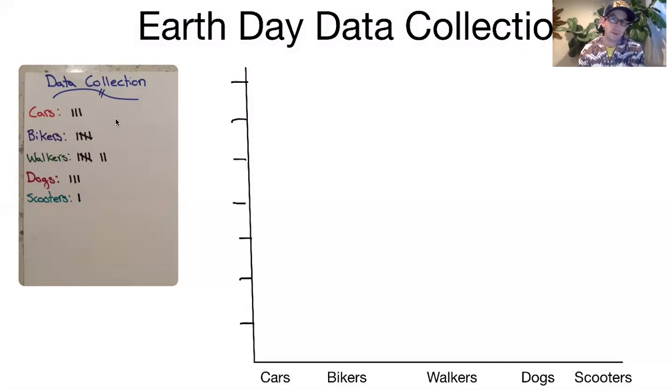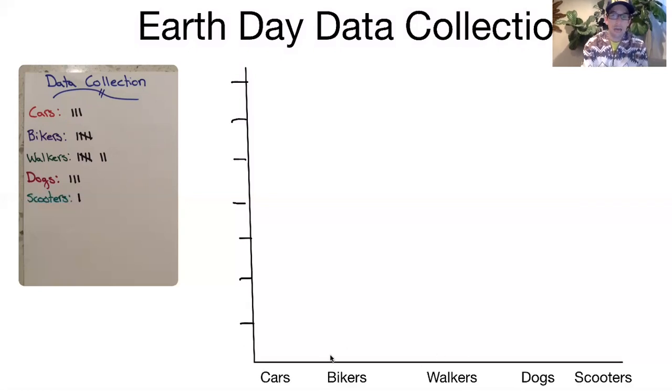So, the first step in your math assignment today is to collect data. And that's what this picture is over here. I took this piece of paper on my walk with me. I created my categories and then I did tally marks as I saw these items. Now I want to do a quick review of how we can take this data and turn it into a bar graph. If you notice down here on the bottom, I have my five categories. I have cars, bikers, walkers, dogs, and scooters.